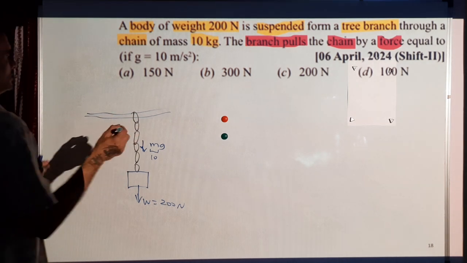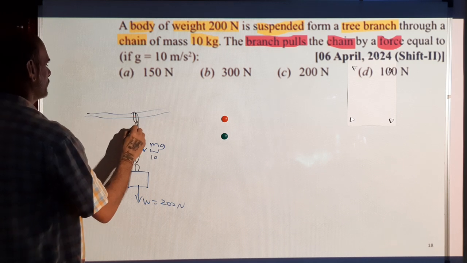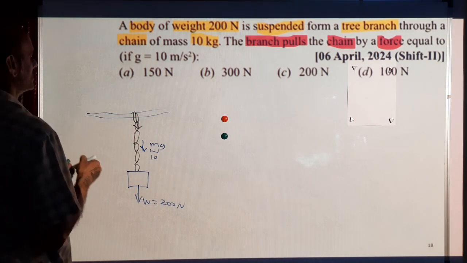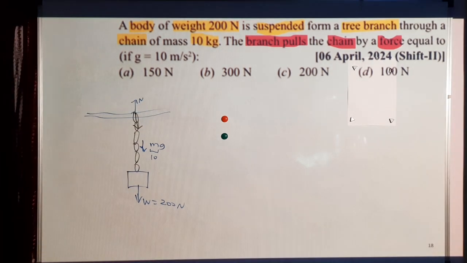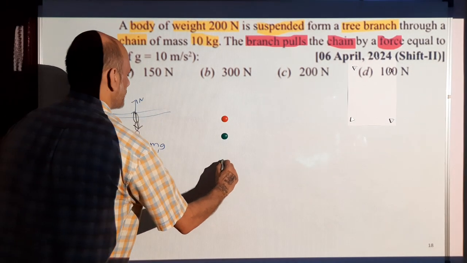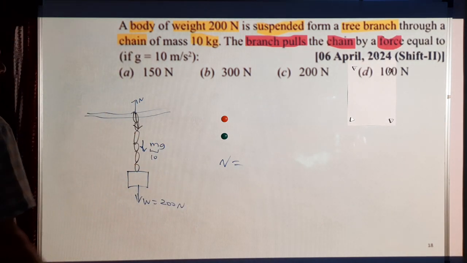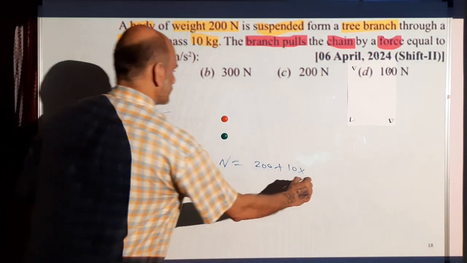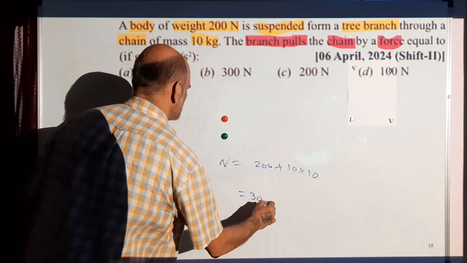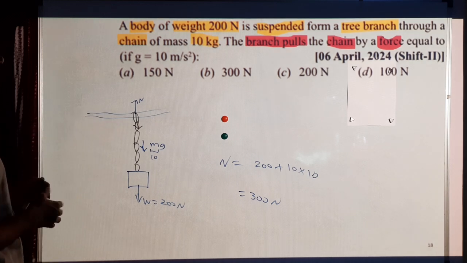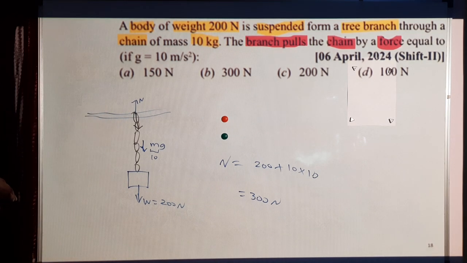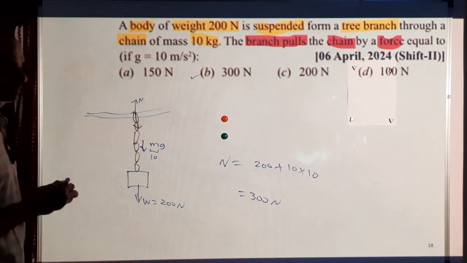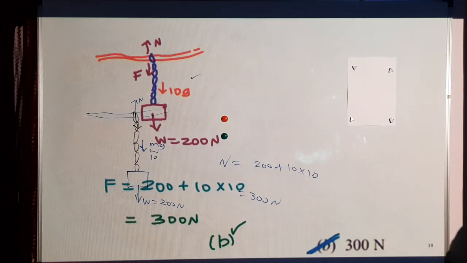So if you take this full thing, at this point on the branch, the full force, this weight 200 plus this mg, will act here, and there will be a normal reaction between the contact point of the chain and the branch, N. So this normal reaction will be equal to the net downward force, which is the weight of the block, 200 Newton, plus M into g, 10 into g is 10. So this is 300 Newton. There will be a reaction force of 300 Newtons at the contact between the branch and this chain. That is the force which the branch pulls the chain. Three hundred is the correct answer.